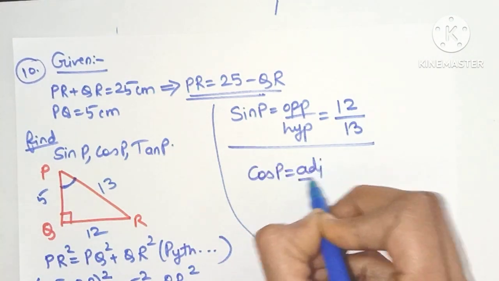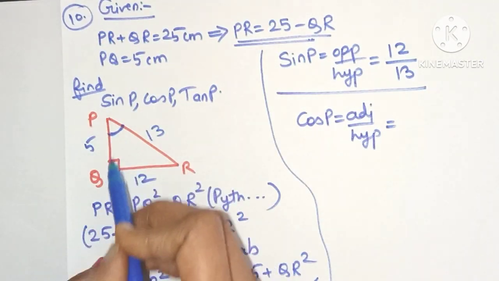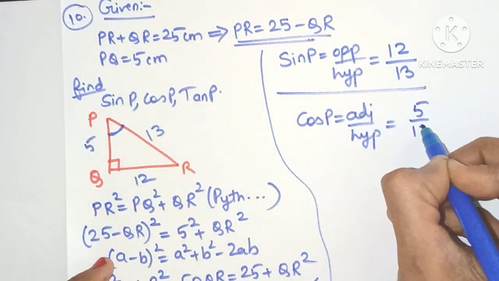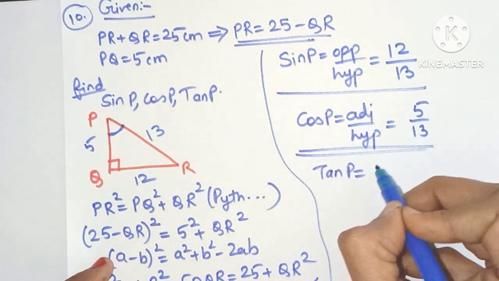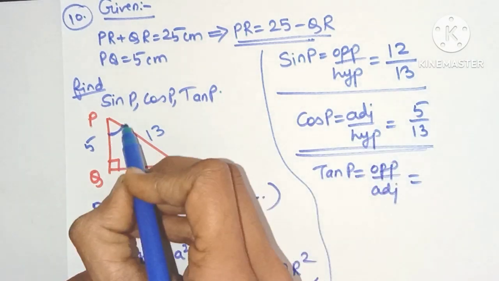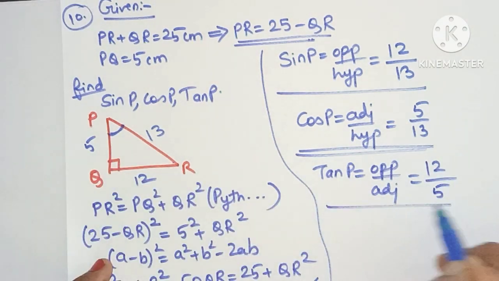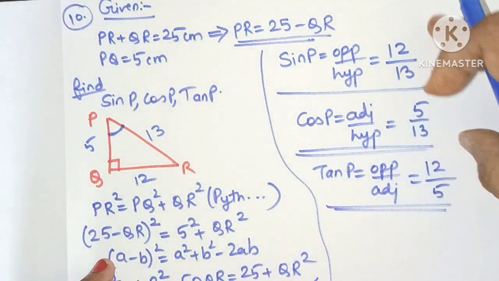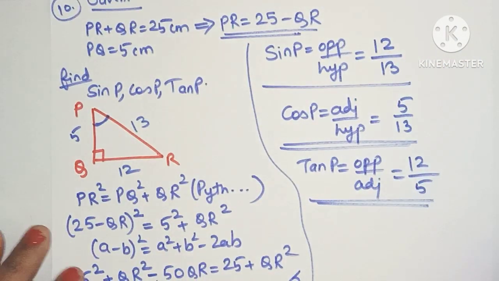as adjacent by hypotenuse. This is my P, so my adjacent is this side. See, 5 by 13. Now tan P, again I can use the formula opposite by adjacent. So this is my P, opposite is 12, adjacent is 5. Okay friends, so we have found out all the three ratios. So with this we have finished.